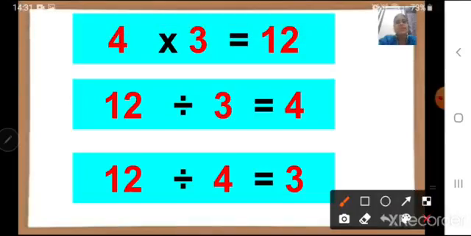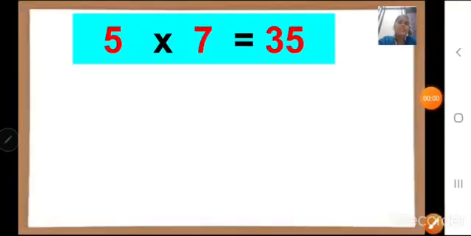The same way, see here, number 12. When we divide it with one of the factors, which is number 4, what will be the answer? The answer, or the quotient, will be 3. This is how they are related to each other. Then let us try to find the division facts of the given multiplication facts.